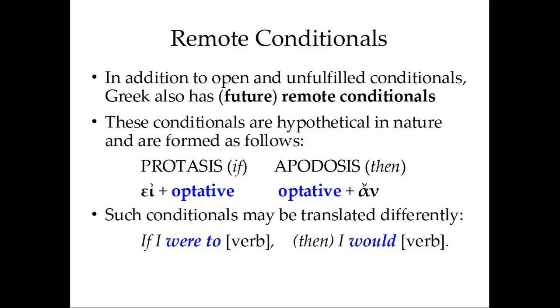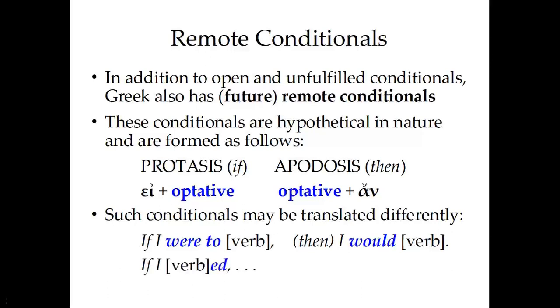We're not talking about things that are contrary to present fact, for instance. We're not saying "if I were you," for instance. That would be a different kind of conditional. If you want to say, "if I were to become king," say, you might use one of these remote conditionals. If I were to become king, then I would do something that I would do if I became king.